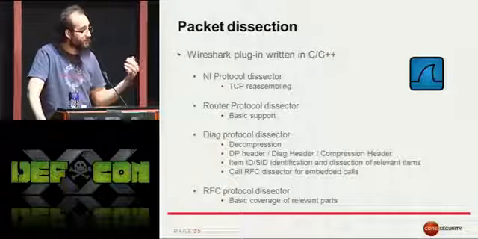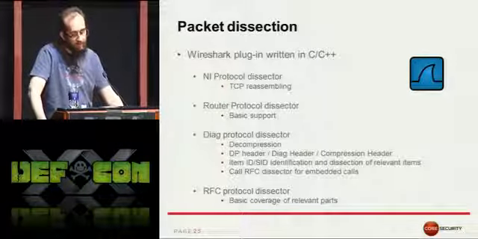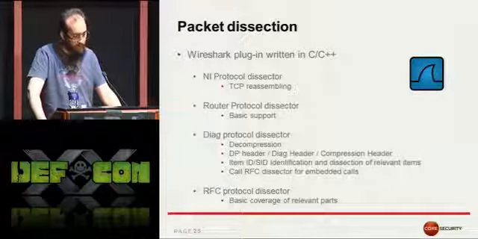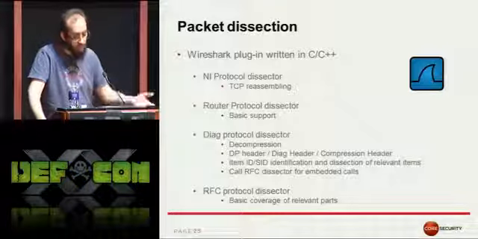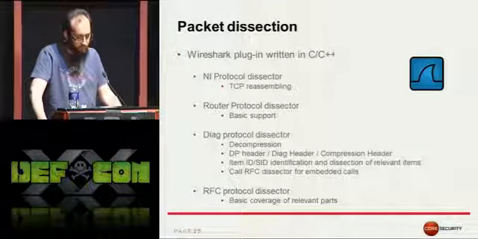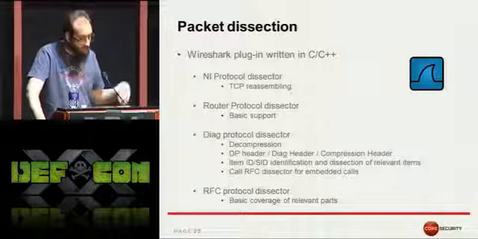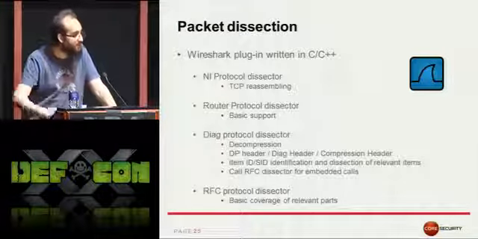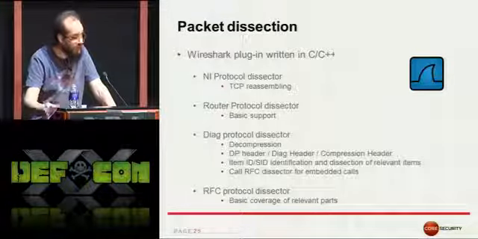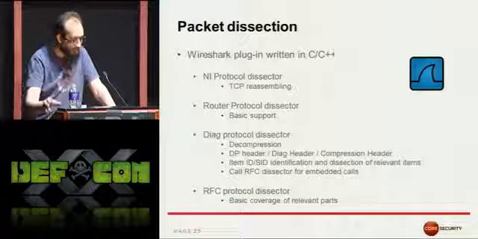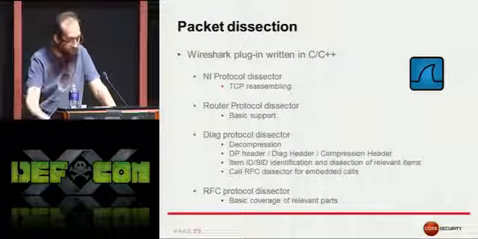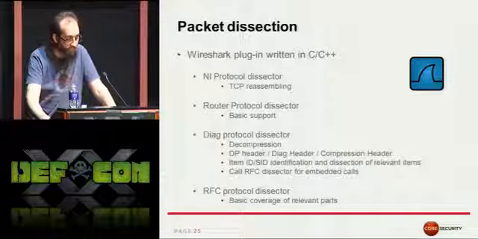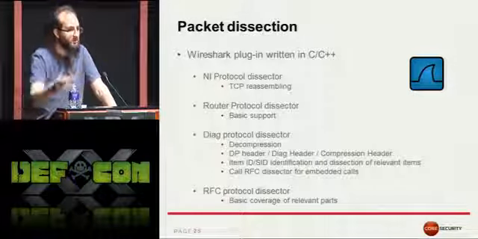The first one is for the network interface protocol, and it does all the DCP reassembly, basically not much. I also include an additional dissector for the router protocol, with some basic support. And then there's the Diag protocol dissector, the most important one, which handles all the decompression and identifies the different parts of the DP header, the Diag header, and the compression header. It also identifies the different items, and some of the most relevant are also dissected.